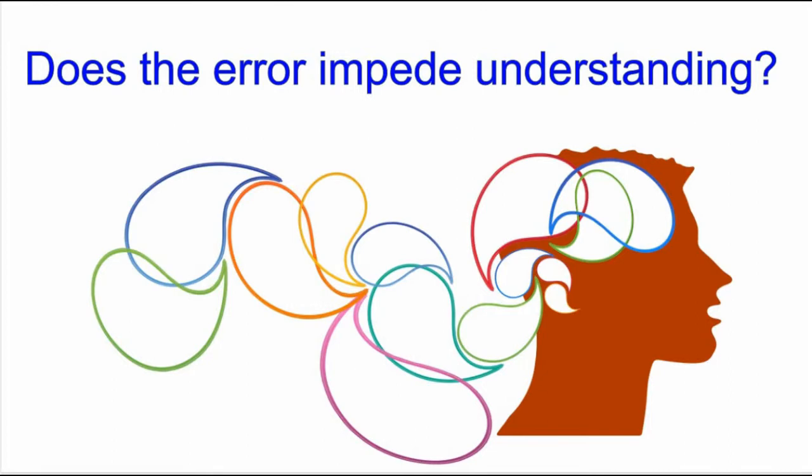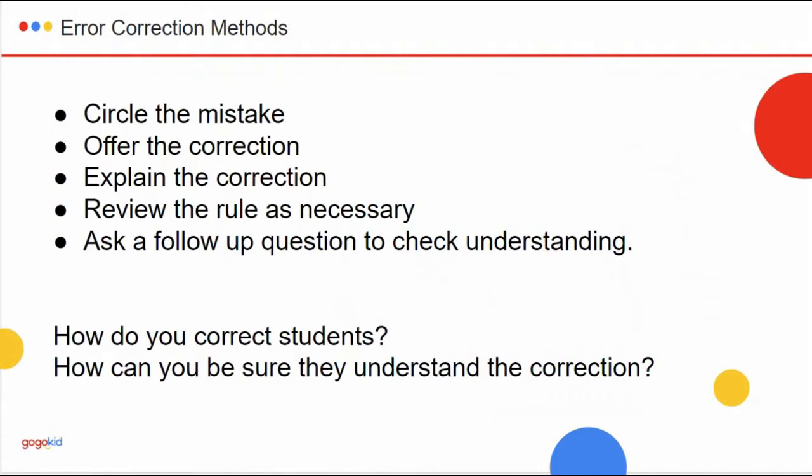Does this error impede understanding? Do I still know what they mean? If we still know what they mean, we know that they still have a pretty good understanding of how to put things together. It's a small thing we can tweak there to make it grammatically correct. So then of course offer that correction, but say, yes, I understand, and then offer the correction and make sure that they're able to get that correction down throughout the class.